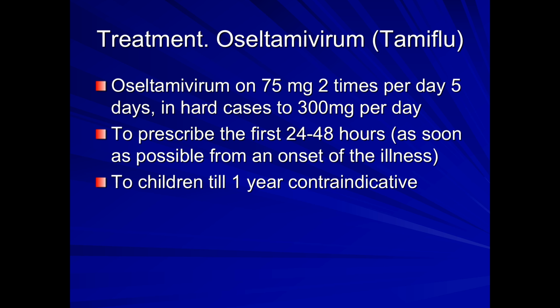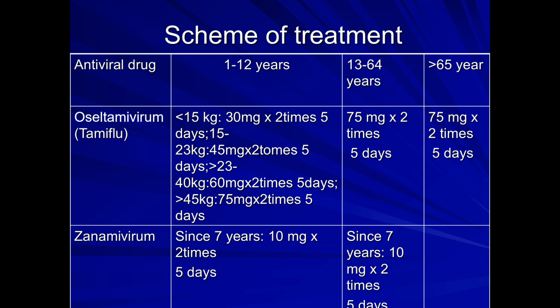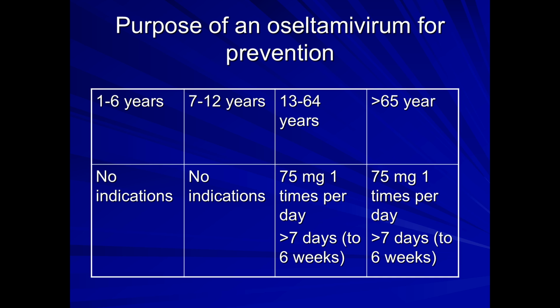Treatment: oseltamivir, Tamiflu, 75 milligrams 2 times per day, 5 days. In hard cases up to 300 milligrams per day. Chain of treatment. Propose only oseltamivir for prevention.